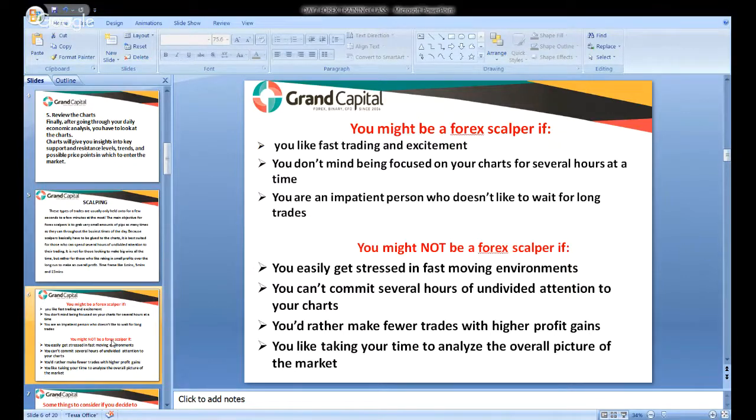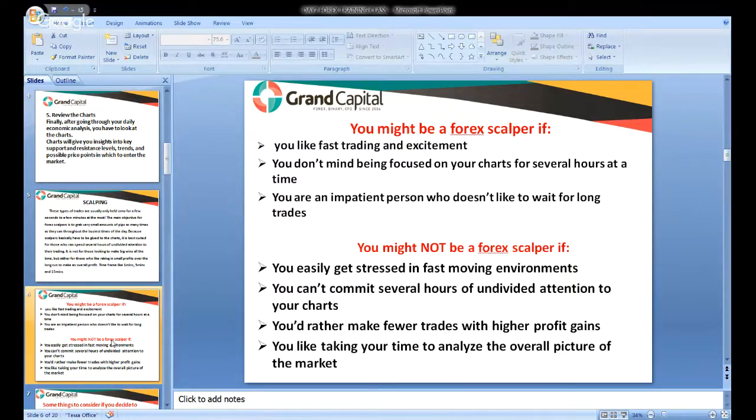It means that you are not the kind of person that can just place a trade, maybe walk out, say okay, in the next 15 or 20 minutes I will come back to check my trade. So you will be watching your trade all the time, so that you're able to take a little profit out of the trade and look for another opportunity. Another thing is that you might not be a forex trader if you easily get stressed in a fast moving environment. So how do you cope with the environment?